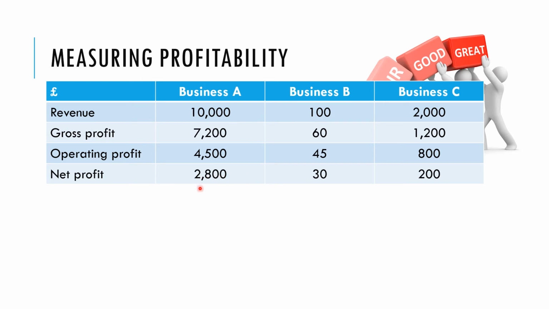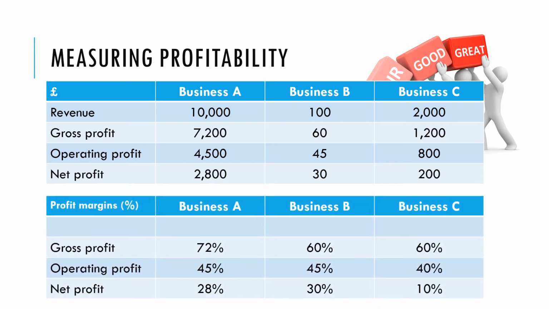What's better here, £2,800 profit or £30 profit, but that's only come from a much smaller business. So often in business, what we do to make comparisons is we use percentages. And if you were thinking of coming up with a similar idea when you paused the video, then you're on the right lines. So these percentages down here are taking these different types of profit as a percentage of revenue. So effectively saying how much of the revenue do they keep as profit. And because they're all in percentage terms, it's quite easy now to make comparisons.